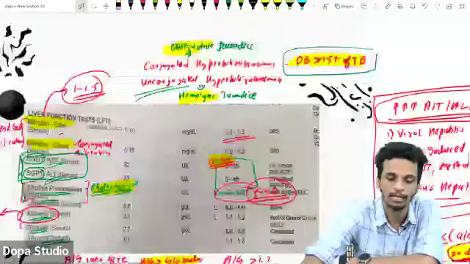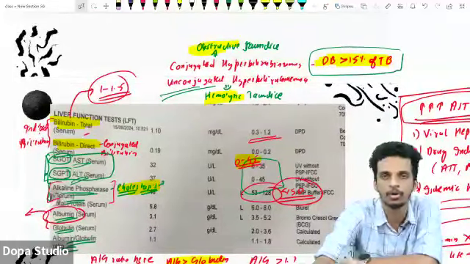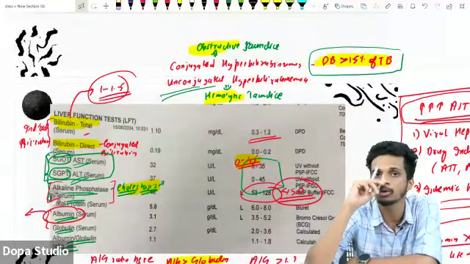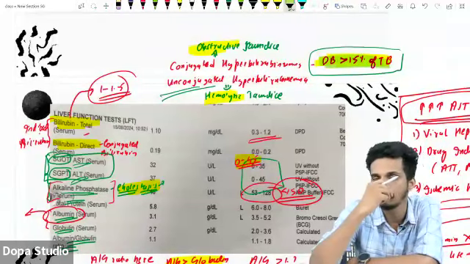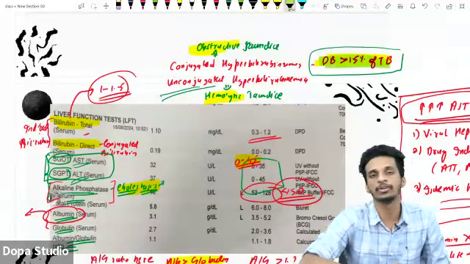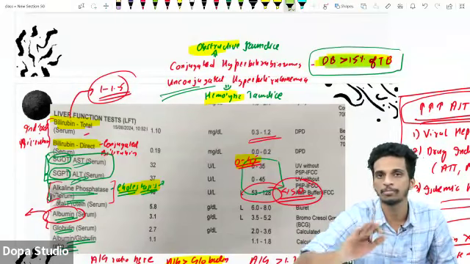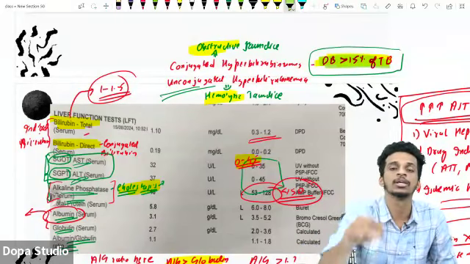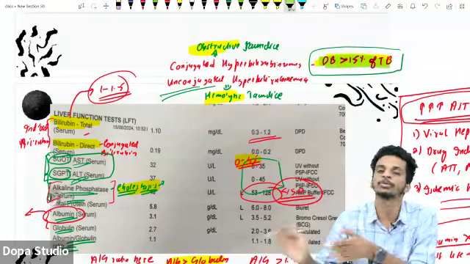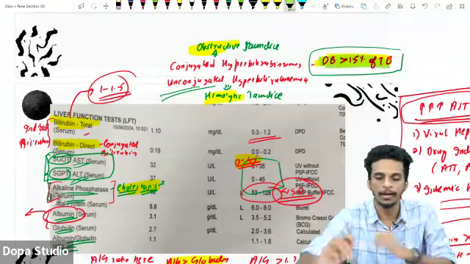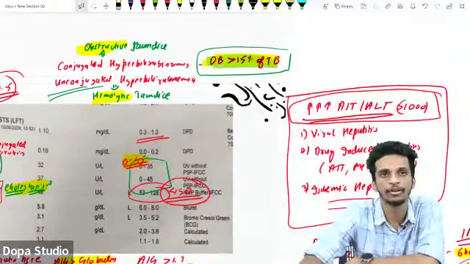And I have mentioned how to call it a conjugated hyperbilirubinemia. This is extremely important, guys. We call it a conjugated hyperbilirubinemia when the direct bilirubin is more than 15% of total bilirubin. Only by knowing this can you differentiate an LFT as either hemolytic jaundice or obstructive jaundice. Is it clear?